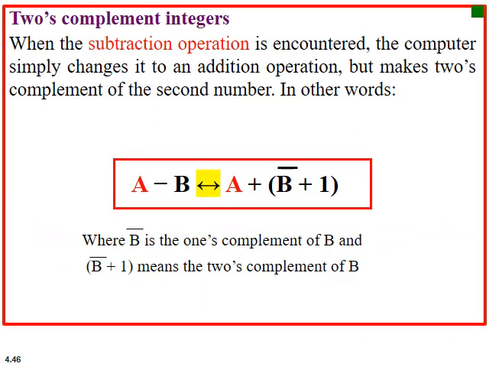Knowing that, let's try and do this on 2's complement integers now. The previous slide had to do only with addition, but when we encounter subtraction, the subtraction operation in the computer actually simply changes it to the addition operation. So what does this tell us? In actual fact, with this trick that we're going to see now, computers actually don't really do subtraction. They do a trick and then they do addition.